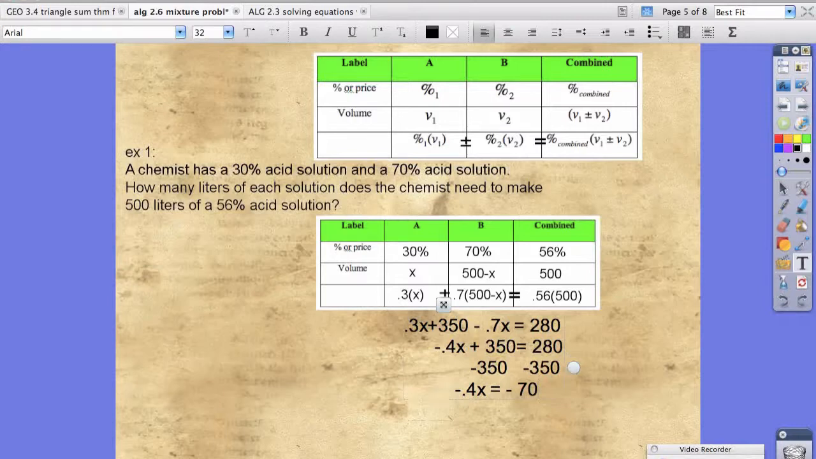We're going to divide by negative 4/10 on both sides. And that should give us 175 liters of the 30% solution. So this is for the 30% solution. Then we need to figure out how much we have for the 70% solution, which in this case would be equal to 500 minus x, so that should be 325 liters.